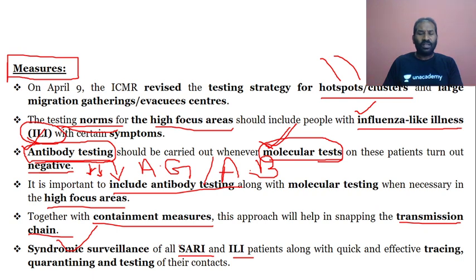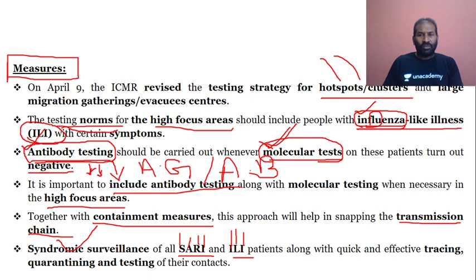What is SARI? Severe acute respiratory infection, and ILI is influenza-like illness. Whenever there are symptoms like influenza-like illness, because generally what we call the normal cold is nothing but influenza. Flu we say; flu is nothing but a word taken from influenza. Generally we use the word flu.